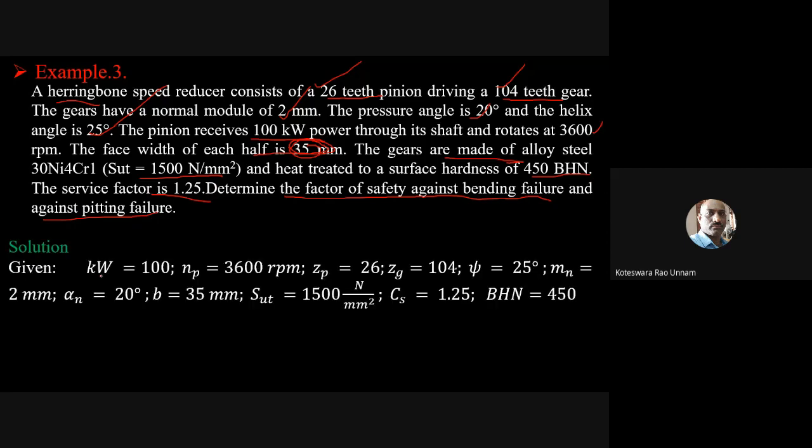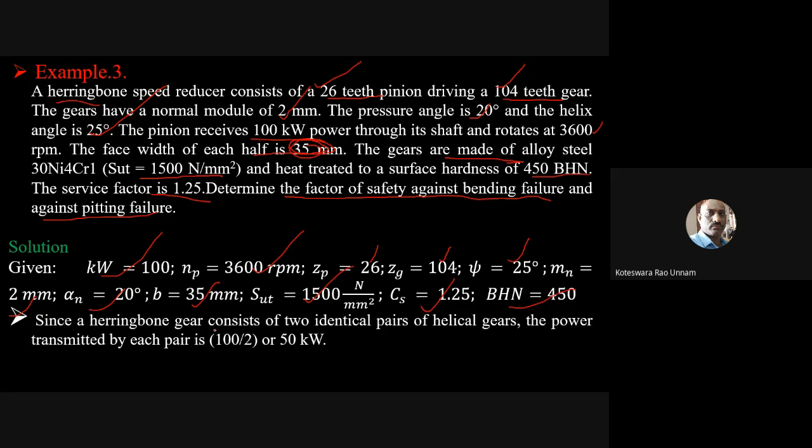So this is the given data. Power is 100 kilowatts. Speed of the pinion 360 rpm. Number of teeth on pinion 26, on gear 104. Helix angle 25 degrees. Normal module 2 mm. Pressure angle is 20 degrees. Of course, it is normal pressure angle. Face width B is 35 mm. SUT 1500 Newton per mm square. Service factor 1.25 and BHN is 450.